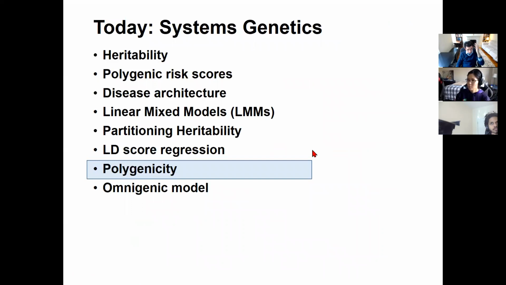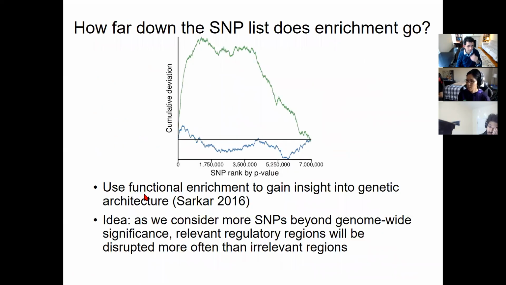All right, so we basically talked about heritability, polygenic risk scores, disease architecture, linear mixed models, partitioning heritability, LD score regression as one way of partitioning heritability. Let's now talk a little bit more about polygenicity leading up to this omnigenic model. So the question is, how far down the SNP list does the enrichment go? So we can use the functional enrichments to gain insights into genetic architecture.